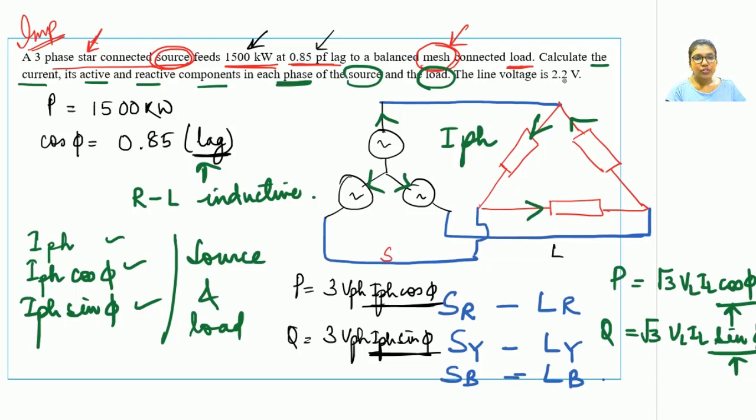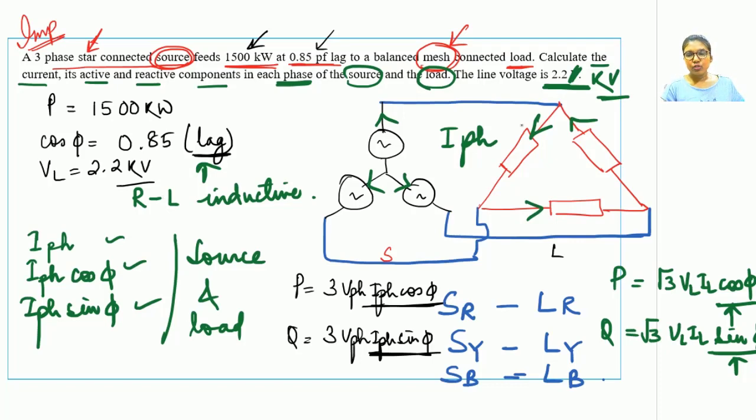And lastly, the question says the line voltage is given as 2.2 volts. This has to be kilovolts. 2.2 volts is a very small value. It is kilovolts. So I am writing the value over here. VL is given to be 2.2 kilovolts. Now with this, one has to start with the workout.